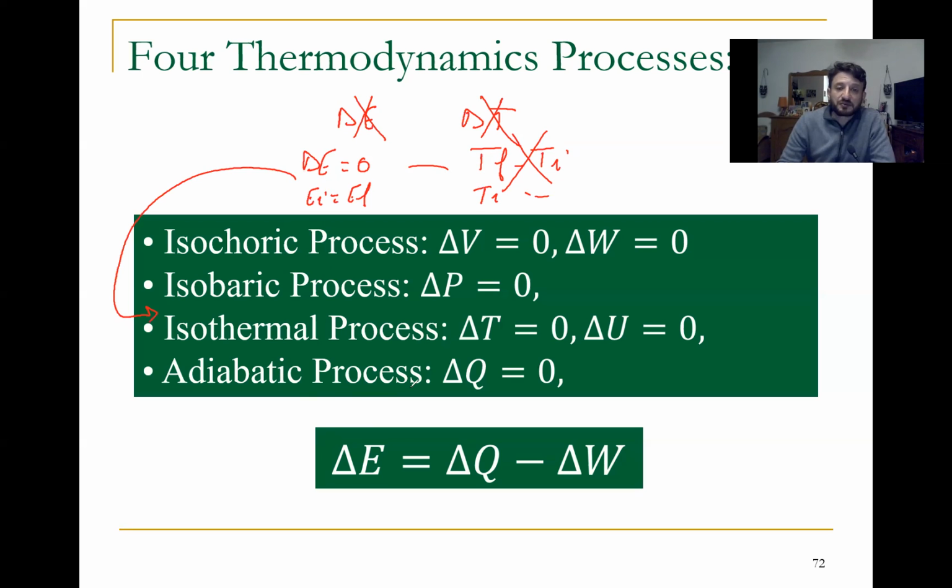Adiabatic process, what I mean, delta Q equals 0. We don't add or release any quantity of heat from the system. For each case, I want to study the curve, the path between the initial state and the final state. What is the shape? We can calculate Q for each step. If we increase the volume, if we decrease the volume.